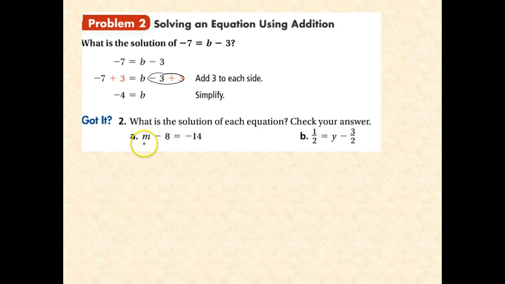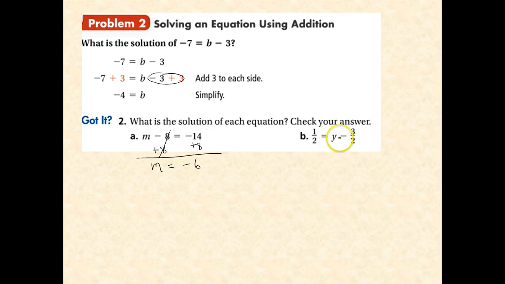All right. Let's see. Here's my variable m. I have a minus 8. What's the opposite of minus 8? It is plus 8. So I need to add 8 on both sides of the equal sign. And I get m equals negative 14 plus 8. If we remember the rules of subtraction, we would do 14 minus 8 and then give it the negative sign. So negative 6.